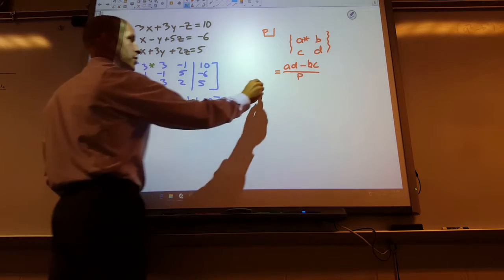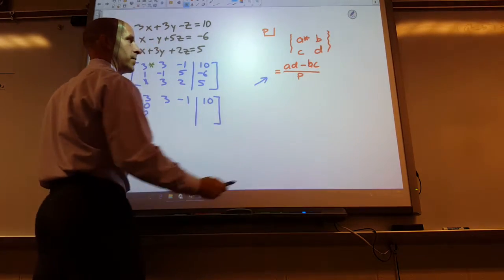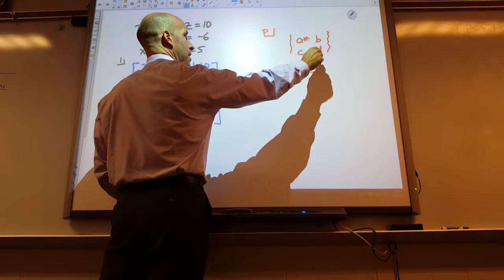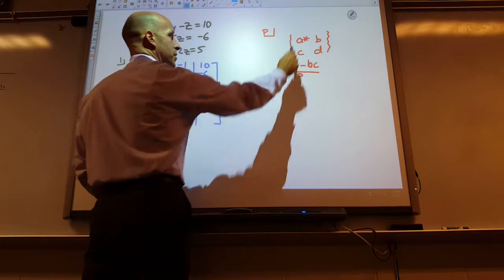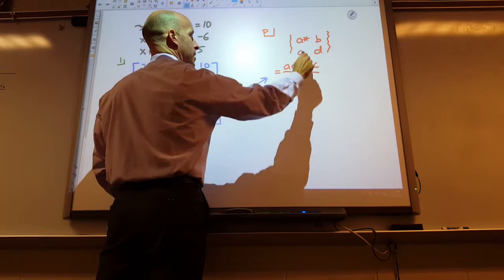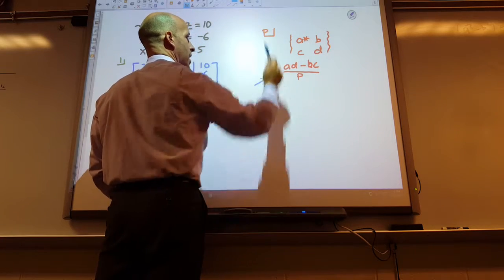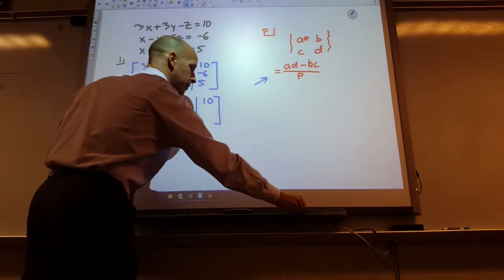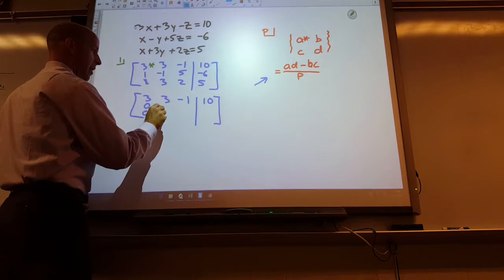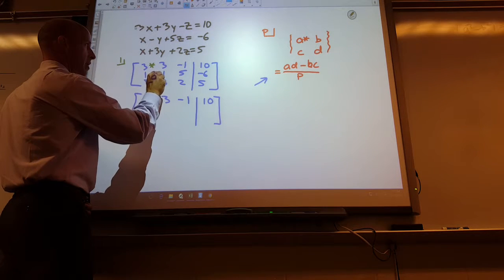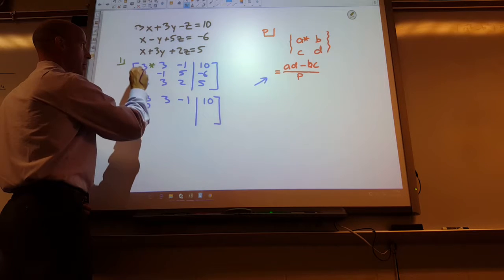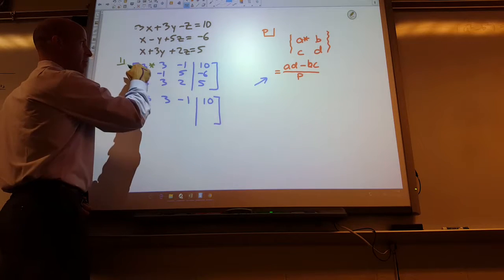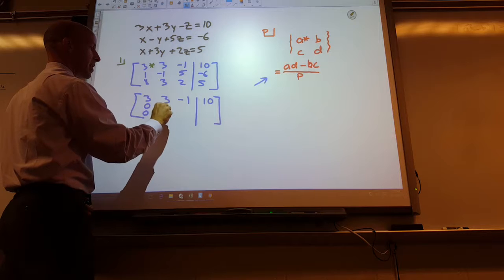Those calculations are going to use this formula here, where I have A, D, B, C, and then this is the previous pivot. So it'll be A times D minus B times C divided by the previous pivot. So to get the answer here, I'm going to do 3 times negative 1 minus 3 times 1 divided by 1, so that's going to be negative 3 minus 3, so that is negative 6.